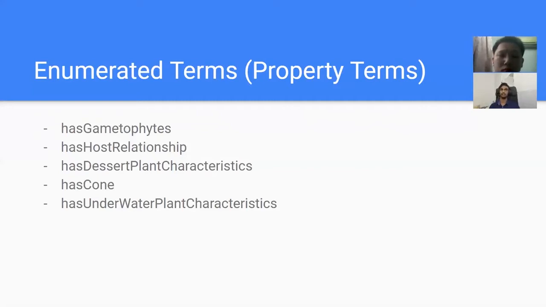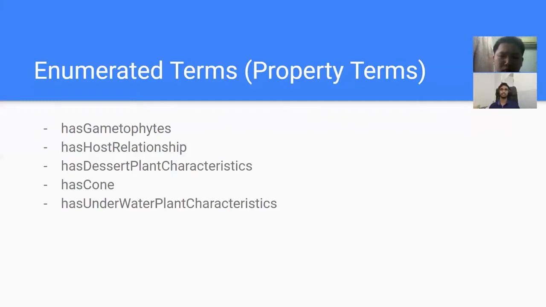So a plant can have either male gametes or female gametes, and the range of gametophytes is a superclass of the male gametophytes and female gametophytes called gametophytes type. Has host relationship is a symmetric property used to describe relationships between two plants. Has desert plant characteristics is a property used to describe plants that have some desert characteristics. Such characteristics include large diameter root, sharp spikes, and small leaves.